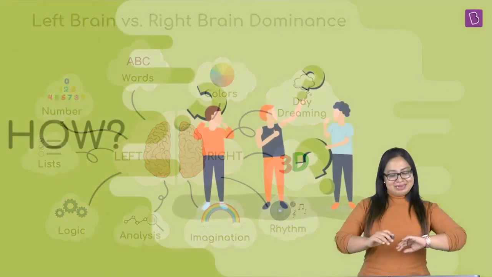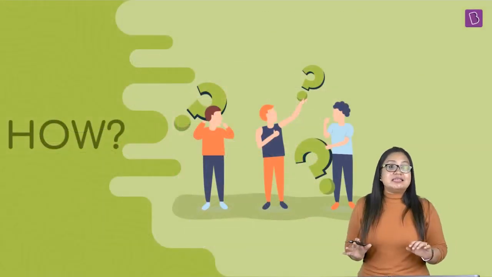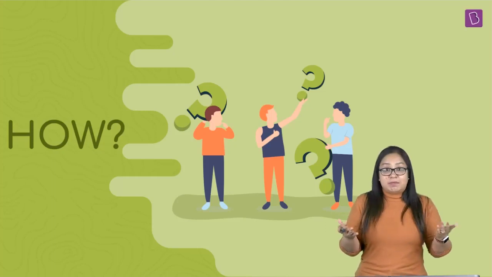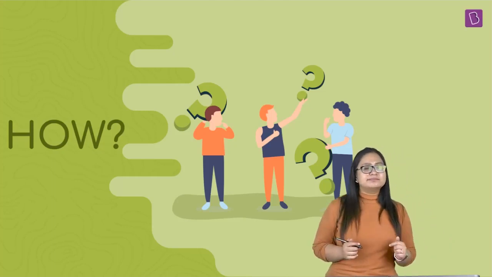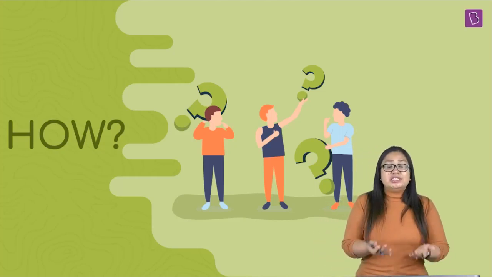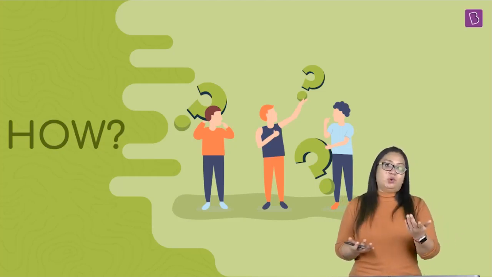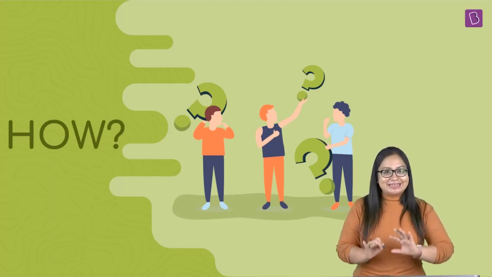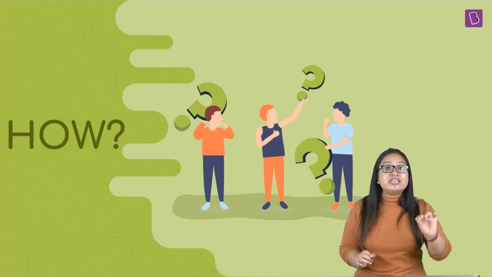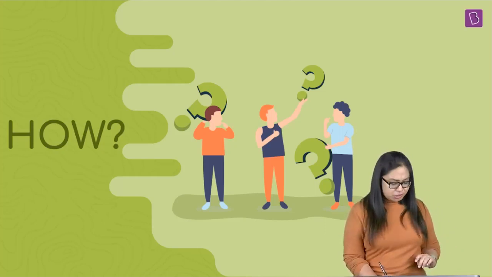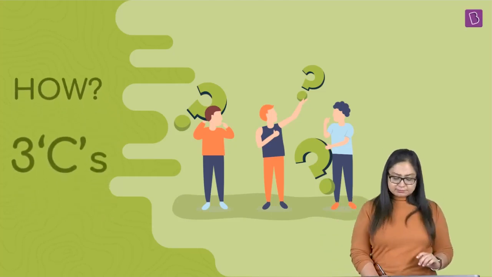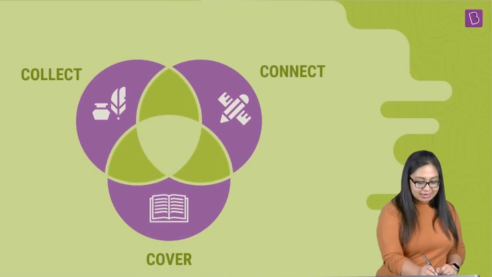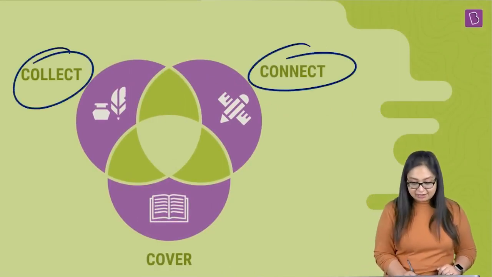Okay, after all of this science and all of the hype created about mind mapping, you must be wondering, Anushri, how do we actually create a mind map? I mean, you haven't told us that. Well, let me explain the technique. It's called the 3 C's method. Okay, so what are the 3 C's then? The 3 C's are, here we go, collect, connect, and cover.